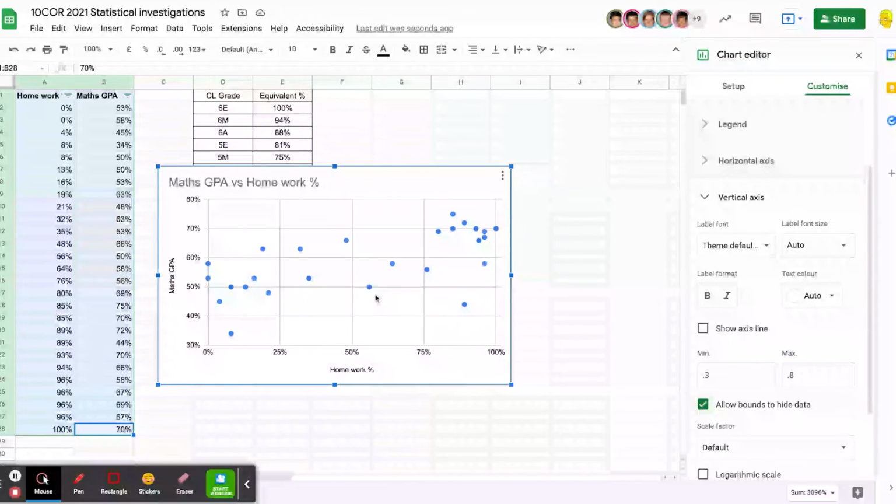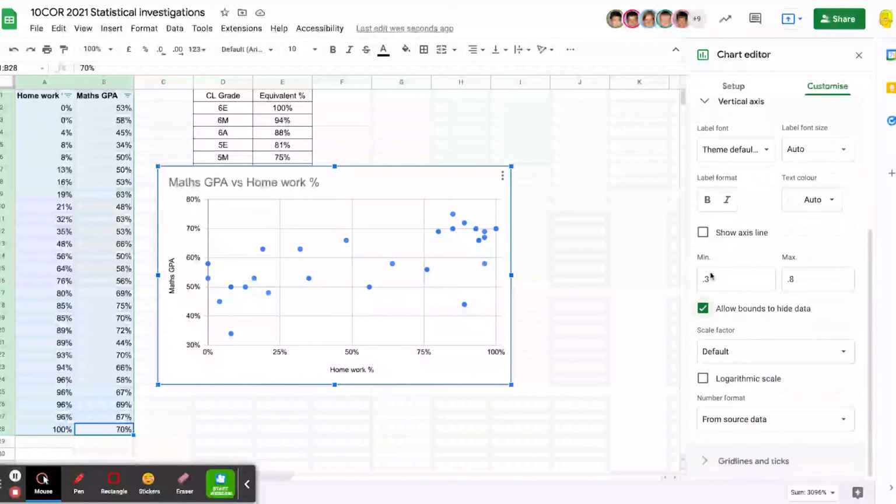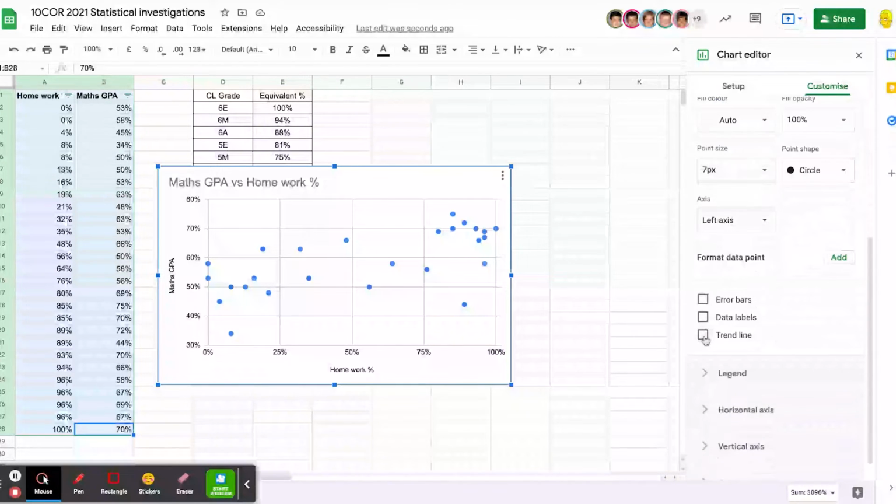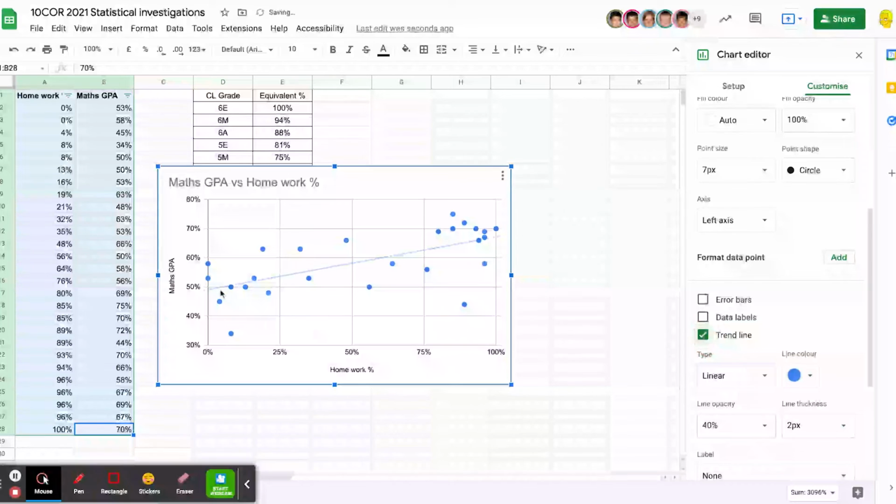The other thing that we can add is a line of best fit. The series, and right down the bottom, you can see the trend line. So the trend of all those data points going up, obviously the more homework people did, generally the higher the GPA they got.